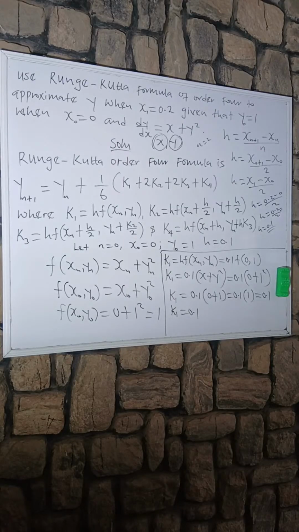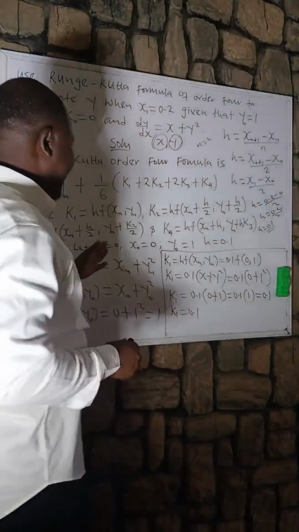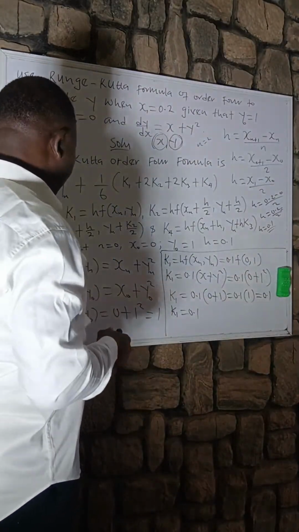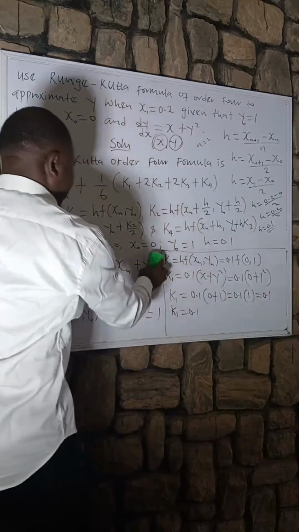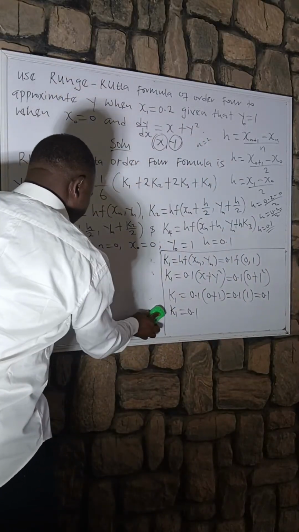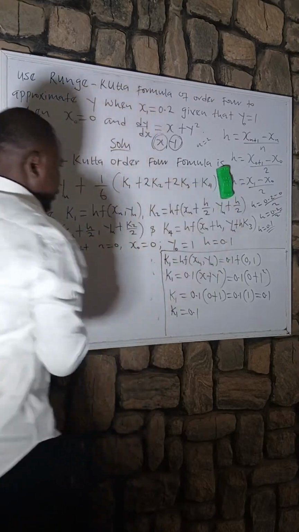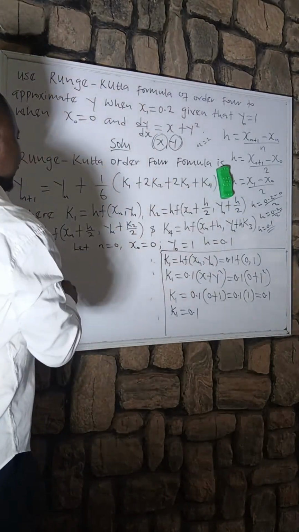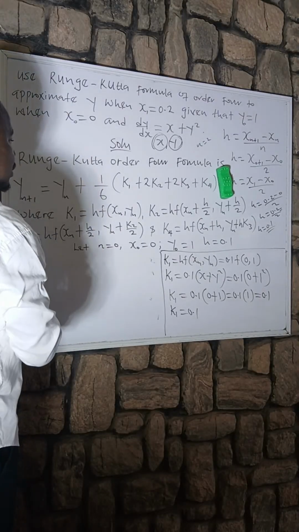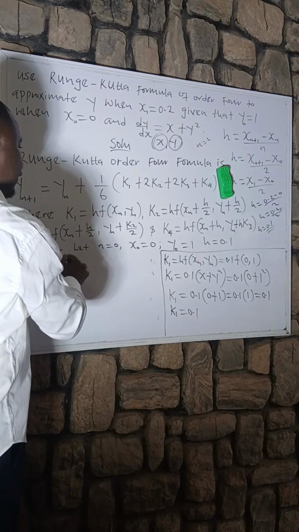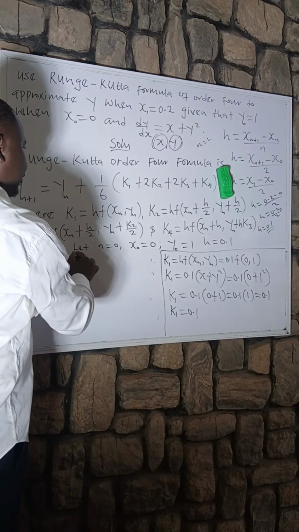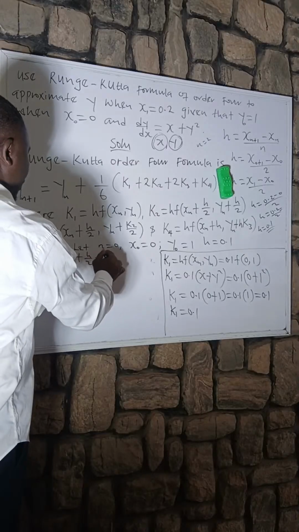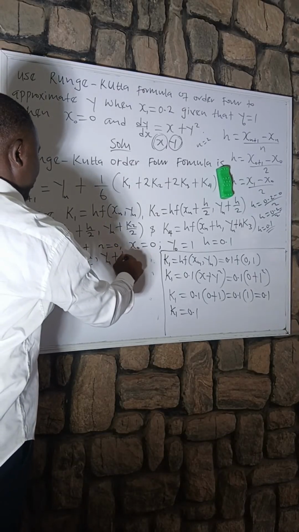So let's proceed to consider our K2. We are going to do the same thing here. Can I clean here? Yeah. So K2, to consider our K2 here, it means our K2 is equal to H F of X N plus H over 2, comma Y N plus H over 2.